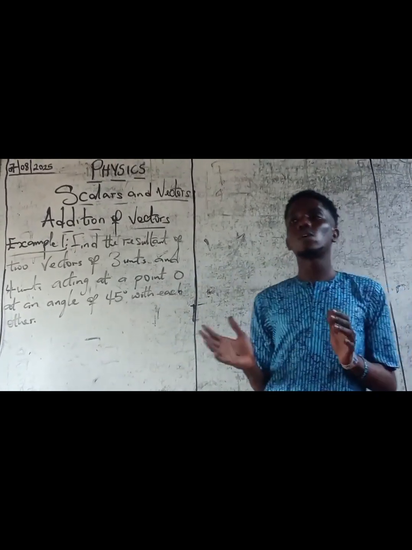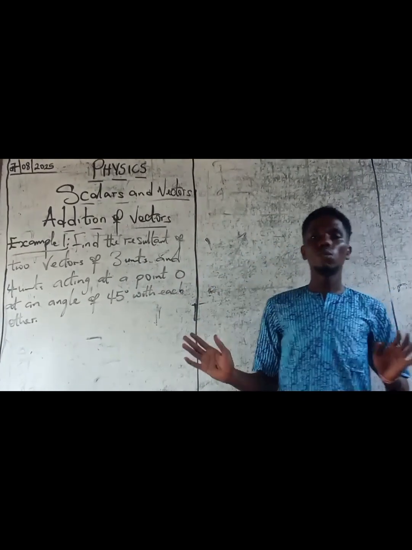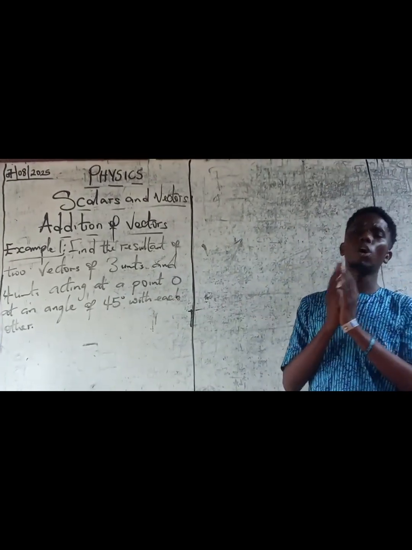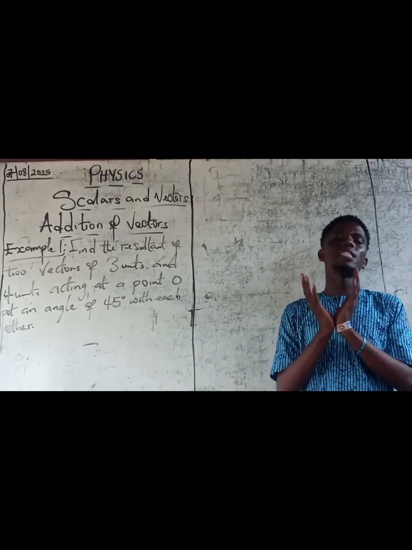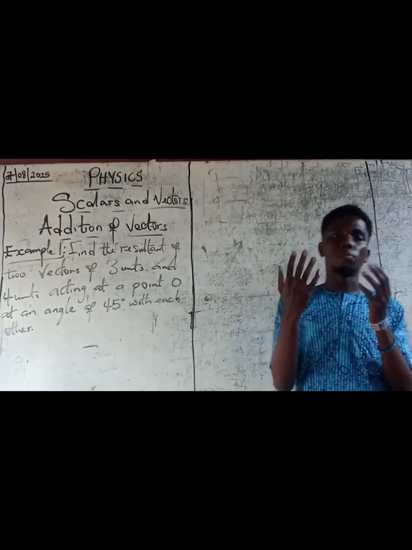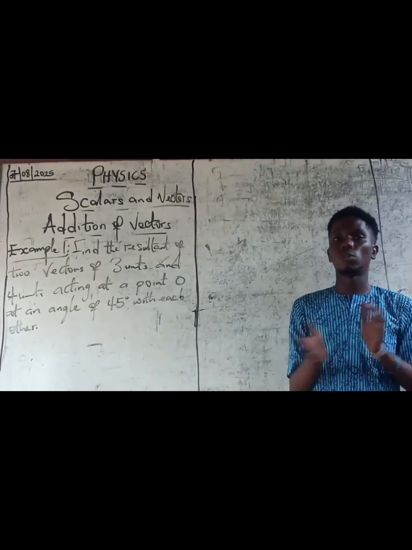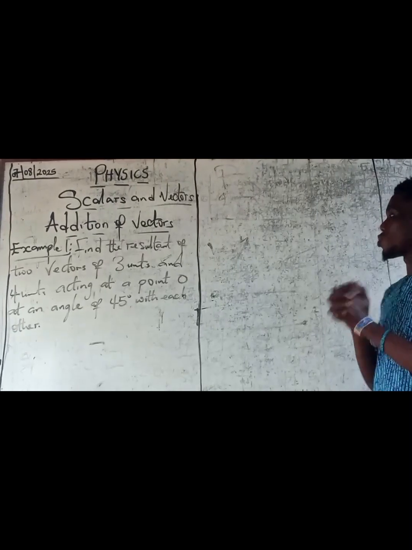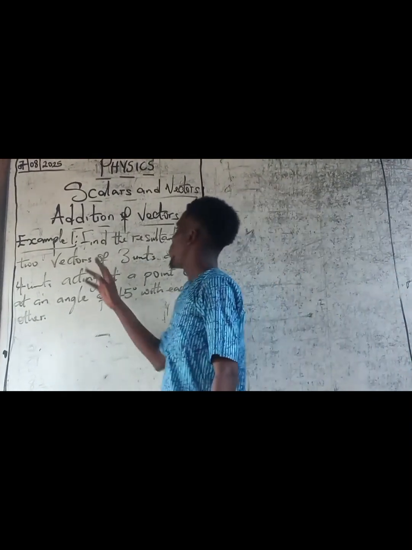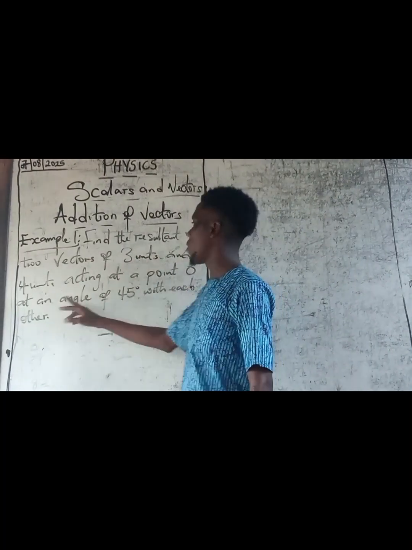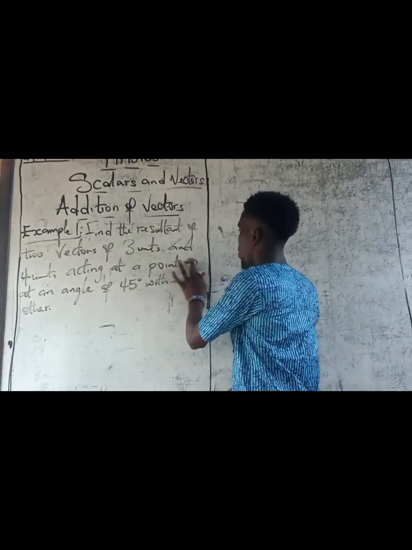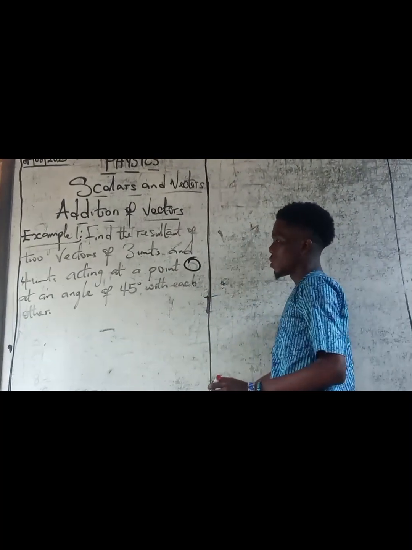Now if the vectors are not inclined at an angle, you can go ahead and use the normal addition and subtraction method. But when it comes to having two vectors inclined at a particular angle, you make use of the parallelogram method, or you switch to the triangle method, which we are still going to look at in a further video. So let's go straight into it. Find the resultant of two vectors of 3 units and 4 units acting at a point O at an angle of 45 degrees. So let's do this together.